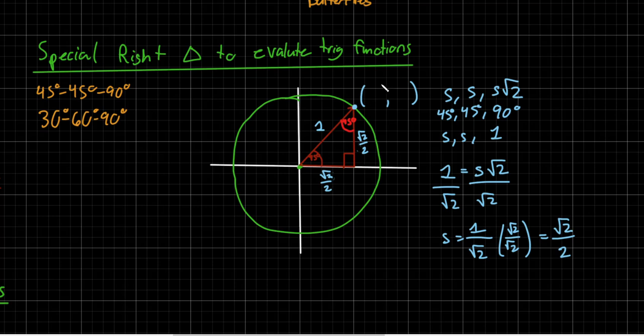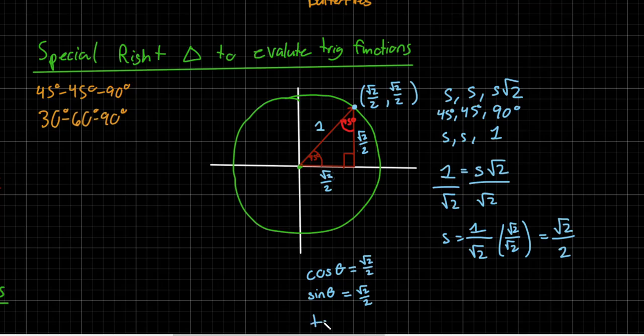So what's my coordinate? What's my x value? What about my y value? Yep. So if I asked you guys, what was the cosine and sine of this, what would it be? Yep, square root of 2 divided by 2. This would be square root of 2 divided by 2.